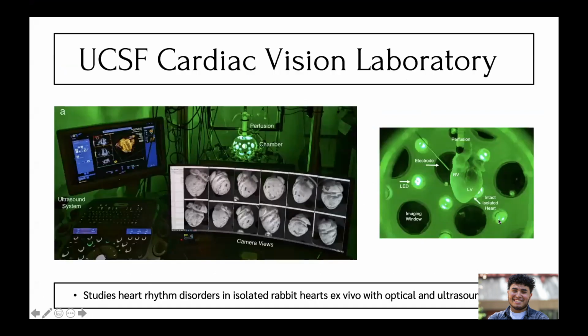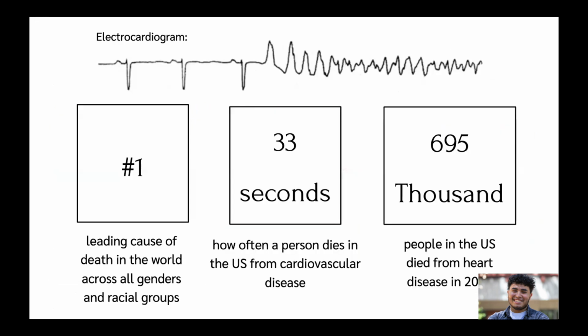So first of all, I'd like to show the setup from the laboratory. We have a 3D printed chamber where in the middle, we put a rabbit heart, and then we use an ultrasound system and cameras to collect data from it to understand cardiac rhythm disorders.